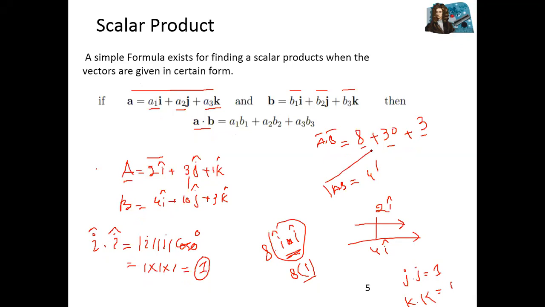This was the dot product between two vectors. Correct? When a question is given, you need to find the dot product. So in the dot product, just multiply x with x, y with y, and z with z. Clear, guys?